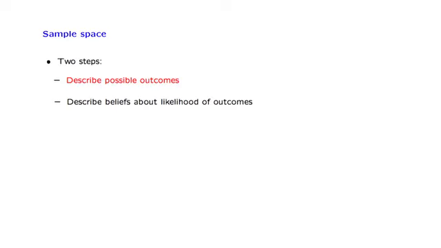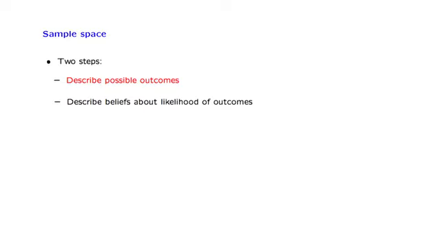Putting together a probabilistic model, that is, a model of a random phenomenon or a random experiment, involves two steps. First step, we describe the possible outcomes of the phenomenon or experiment of interest. Second step, we describe our beliefs about the likelihood of the different possible outcomes by specifying a probability law. Here we start by just talking about the first step, namely the description of the possible outcomes of the experiment.